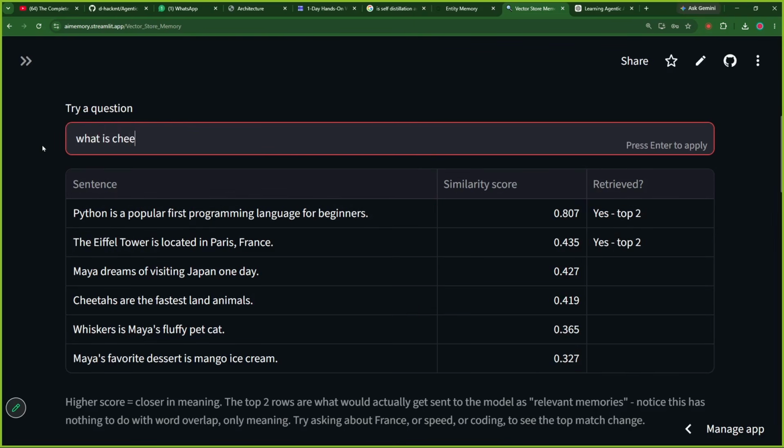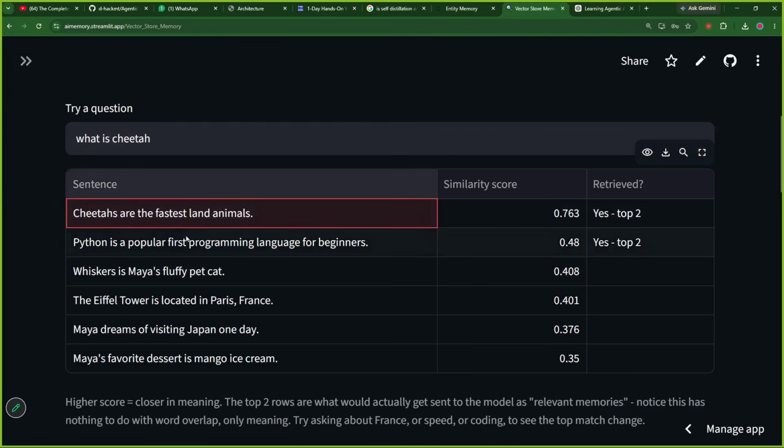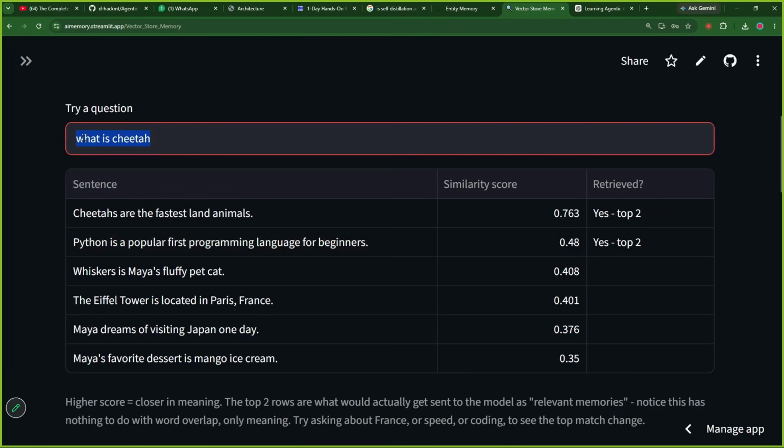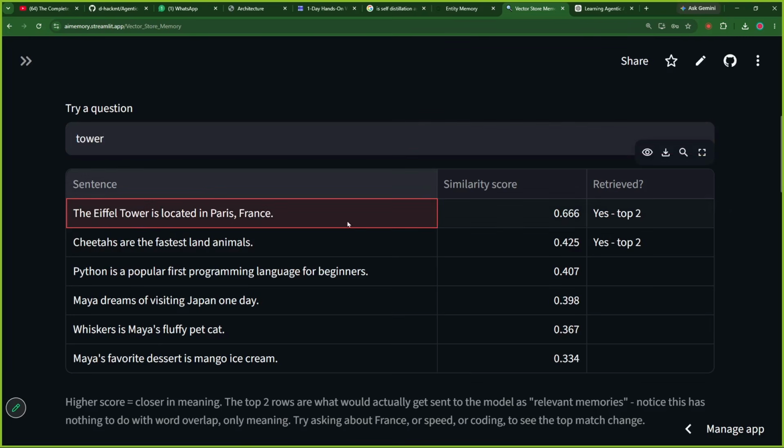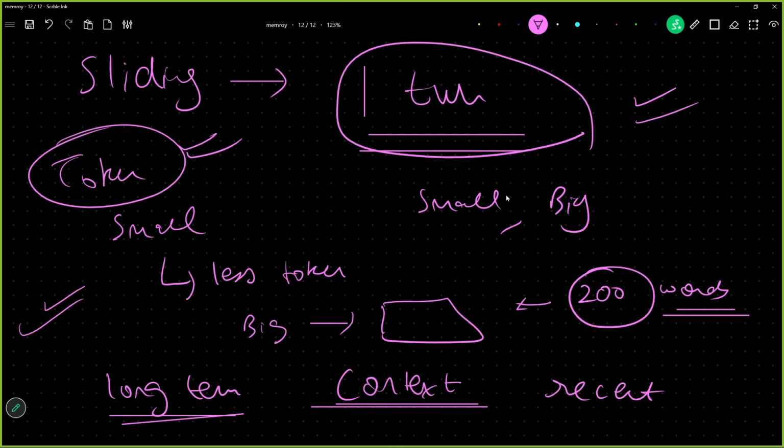What is cheetah? Cheetah is the fastest, etc. Similarly, if I simply write a keyword, tower, Eiffel Tower will be ranked first. What is this exactly? See, remember this point?